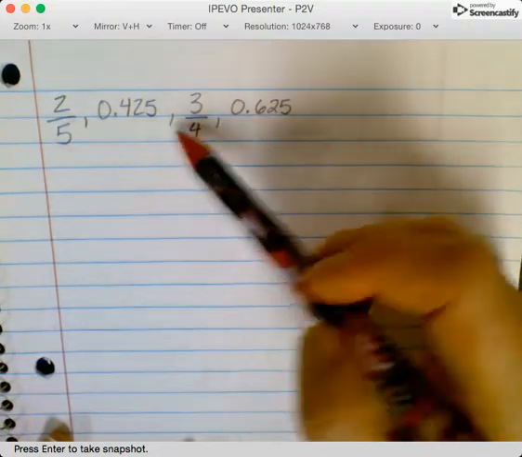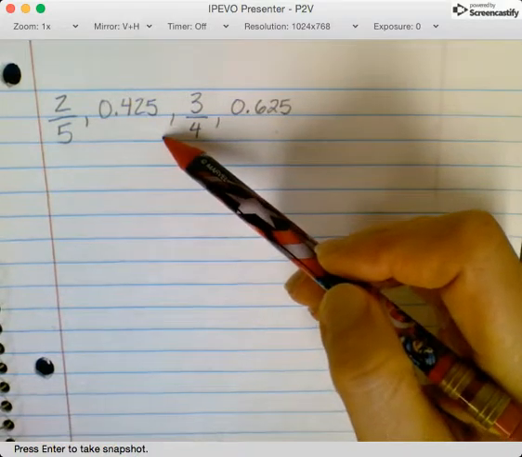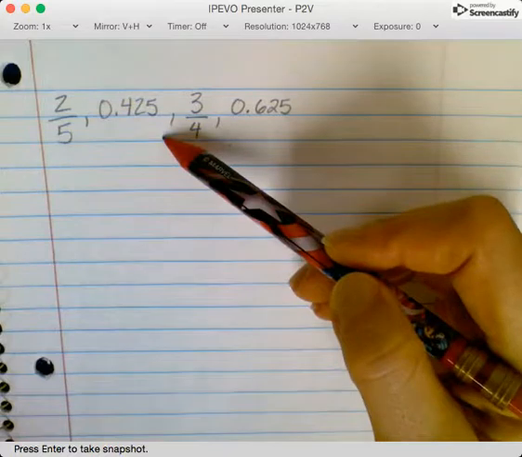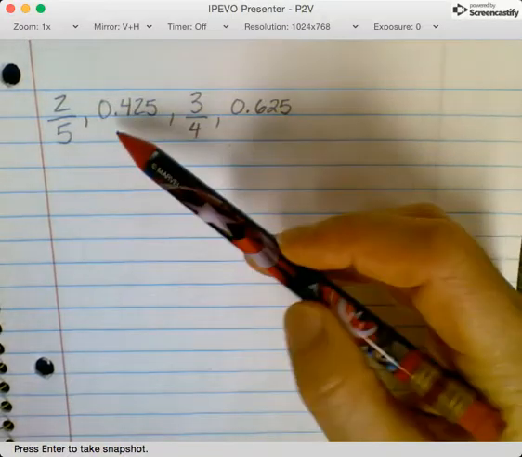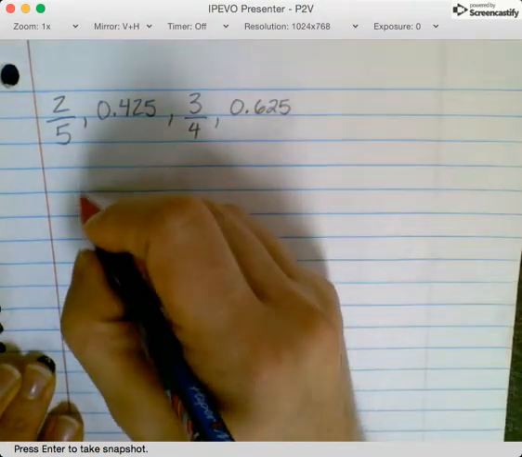Sometimes it's easier just to compare a few, but just generally, I'm going to change them all to the same thing. And what I find the easiest is to change them from fractions to decimals. So that's what I'm going to do in this video.